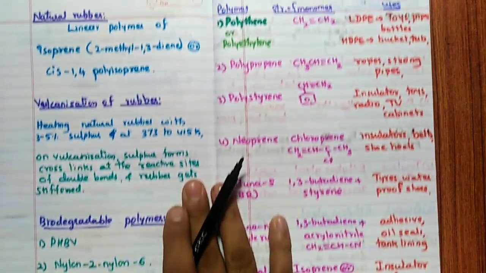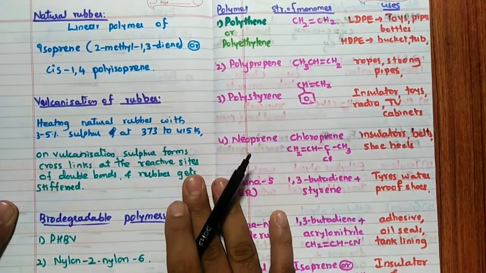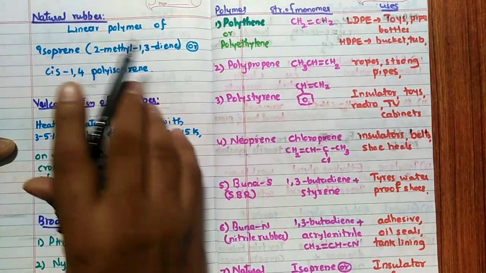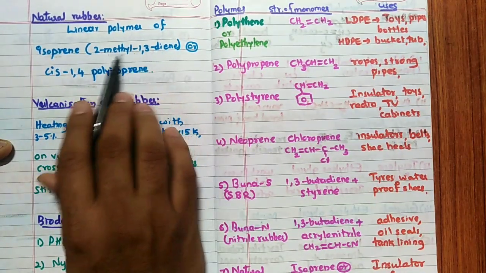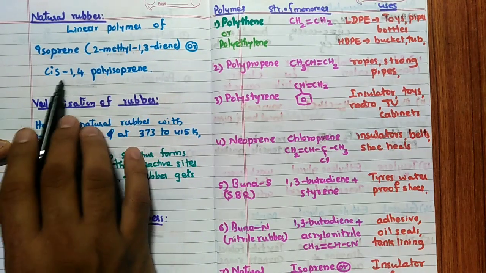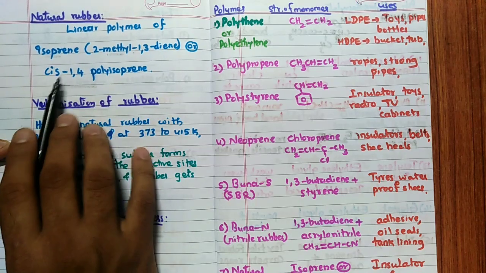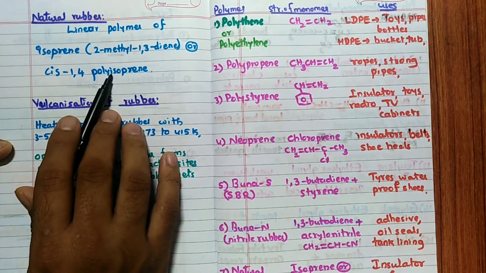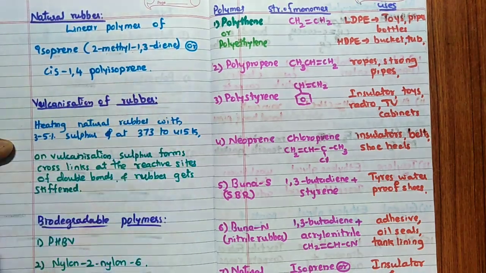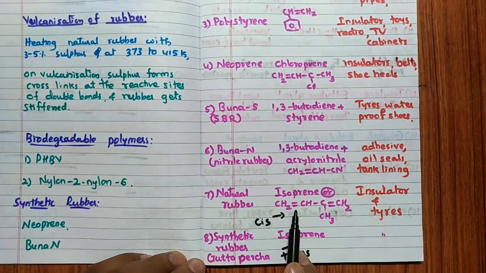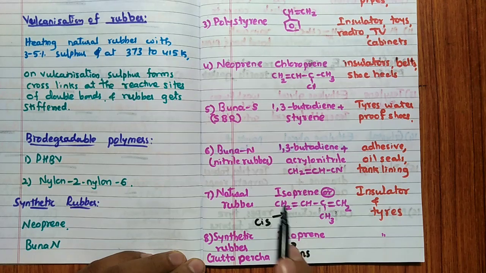Now natural rubber. Natural rubber is nothing but a linear polymer of isoprene. What is isoprene? Remember, 2-methyl-1,3-butadiene is called isoprene, and we also call natural rubber cis-1,4-polyisoprene. So it is the cis form. Very, very important: at both the double bonds there will be the cis form. For example, this is isoprene. In this isoprene there will be cis form for both double bonds.